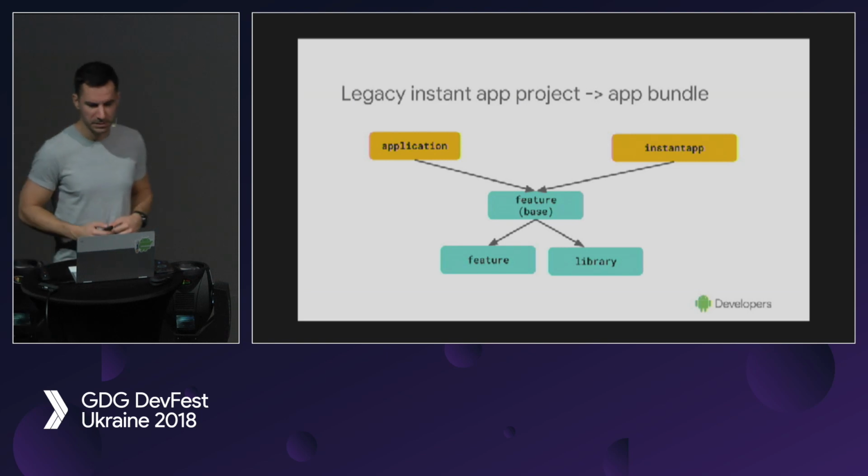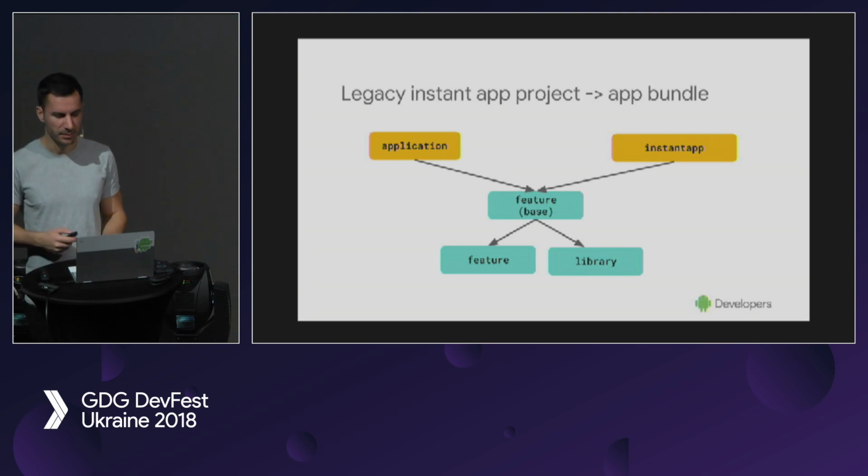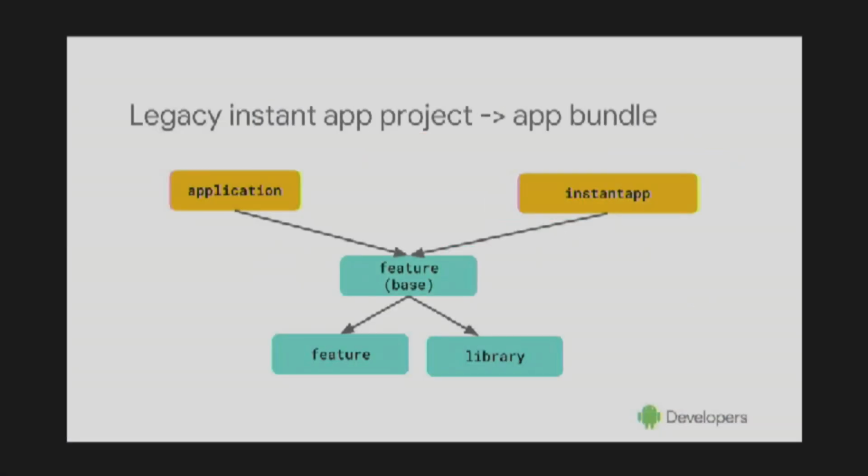So this is how it previously looked. If you ever made an instant app, you know you had to have this weird structure where you refactor all your code into this base feature, and then have two, I would say, dummy modules that don't contain any code. They simply exist just to build the installed application and the instant app version of your app. Now that was pretty weird.